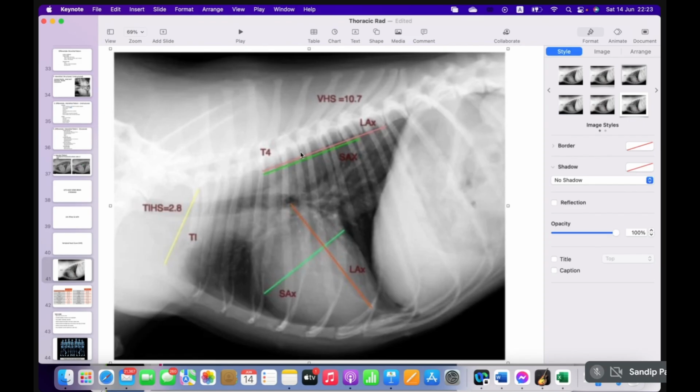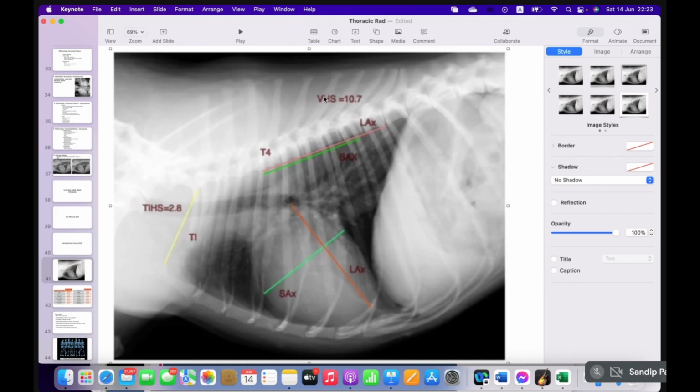1, 2, 3, 4, 5, 6 for the red line, 6. Again for the blue, 6, 7, 8, 9, 10. Not 11, but a little bit more than 10.5. So we concluded vertebral heart score 10.7.